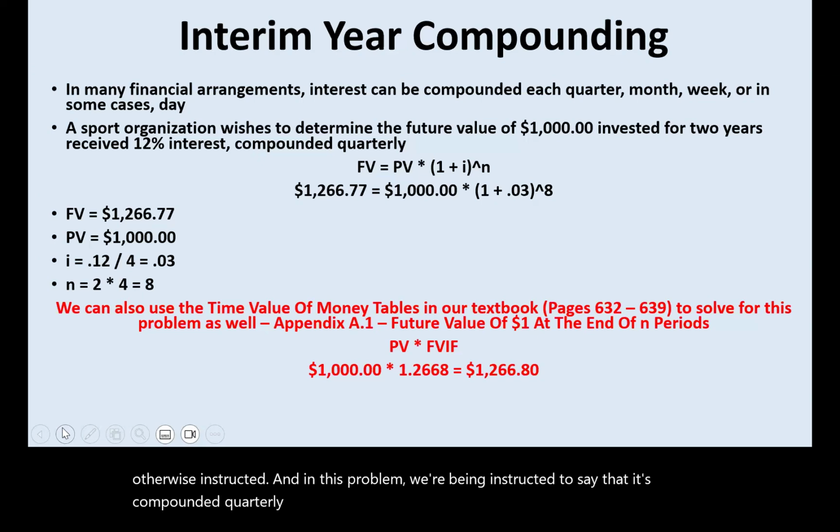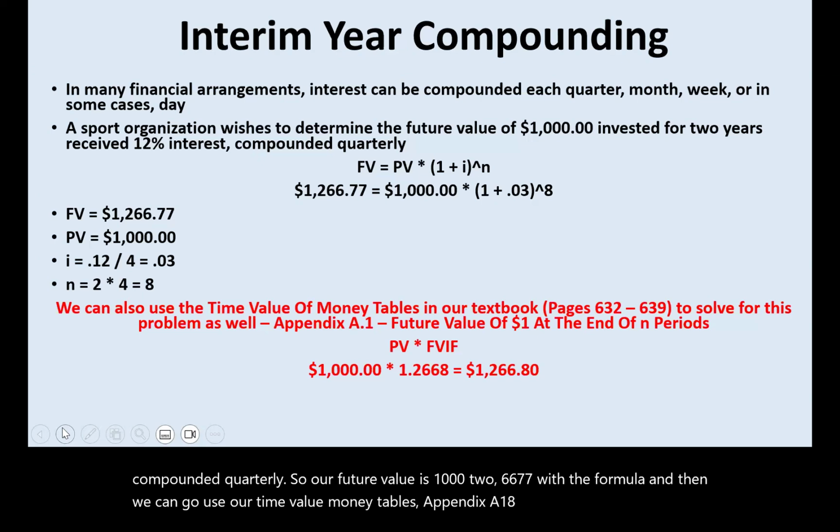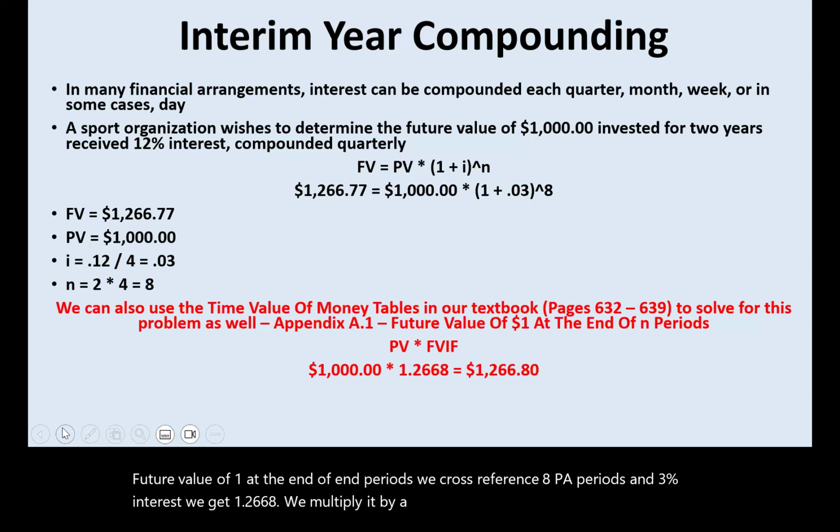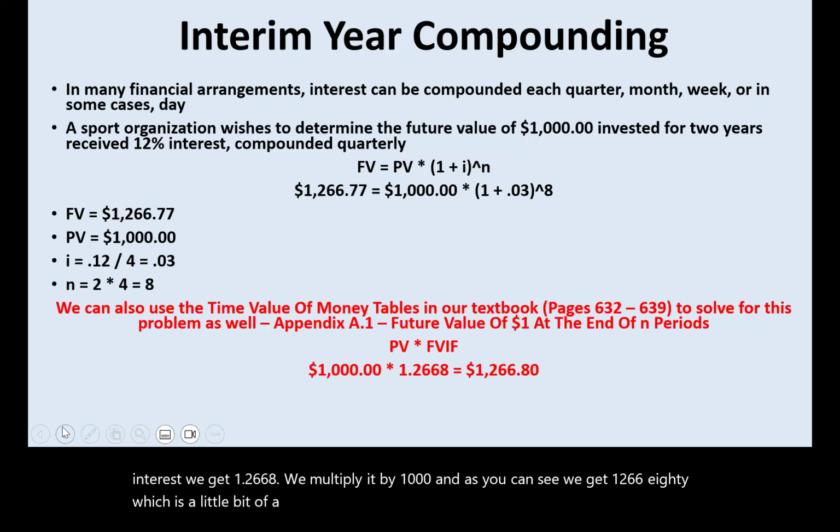So our future value is 1,266.77 with the formula. Then we can use our time value of money tables, Appendix A.1, future value of 1 at the end of n periods. We cross-reference eight periods and 3% interest, and we get 1.2668. We multiply it by 1,000, and as you can see, we get 1,266.80, which is a little bit of a difference from our formula.